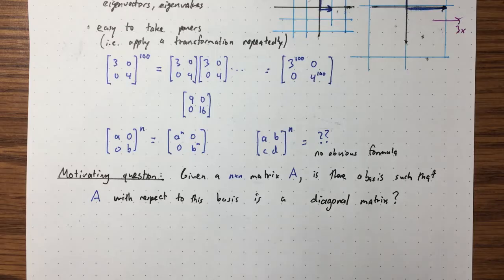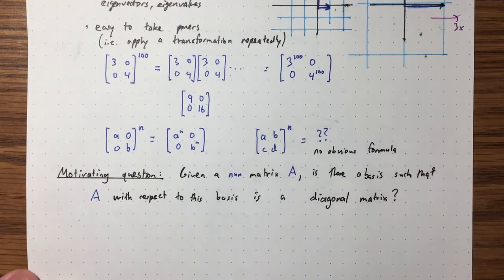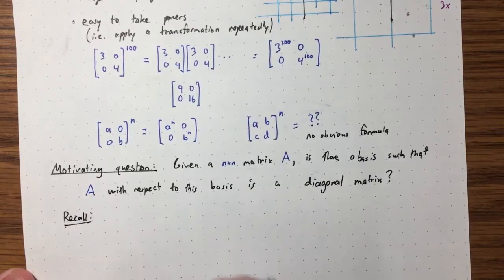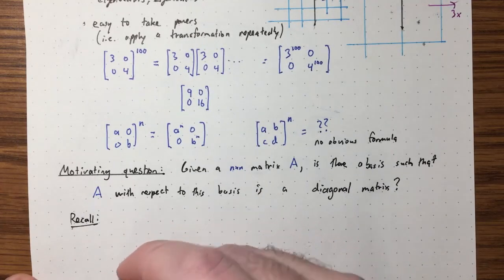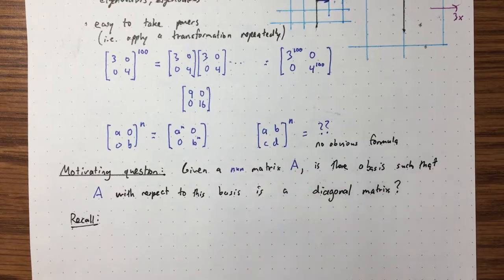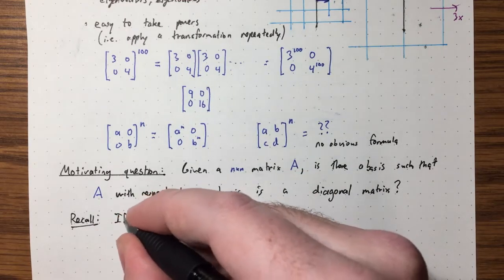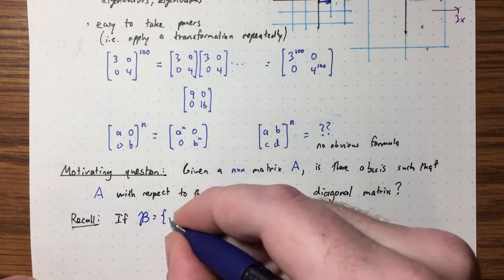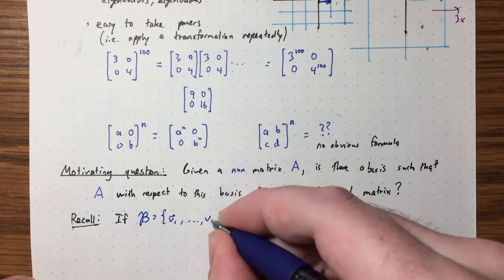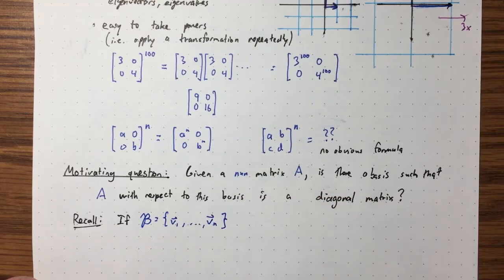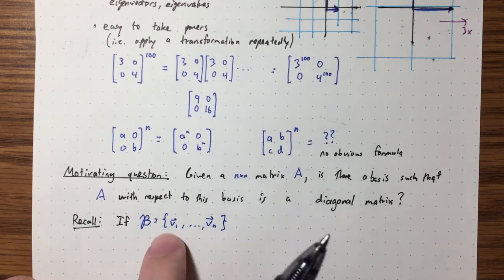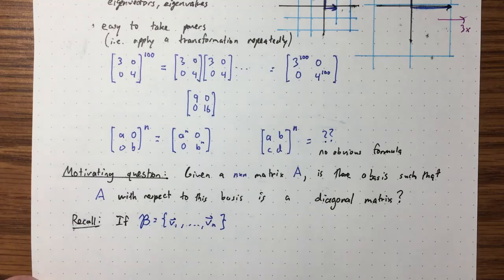Let's see an example of this. First of all, let me review what I mean exactly by this. Let's recall from the previous lecture, what do I mean by A with respect to this basis? Recall if we have some non-standard basis, which I called script B in the previous lecture, v1 up to vn. This is some non-standard basis, but it is a basis for Rn. So we're assuming that this spans and is linearly independent.